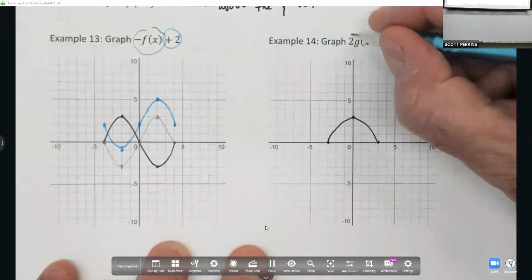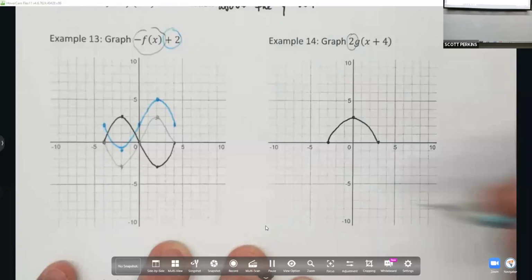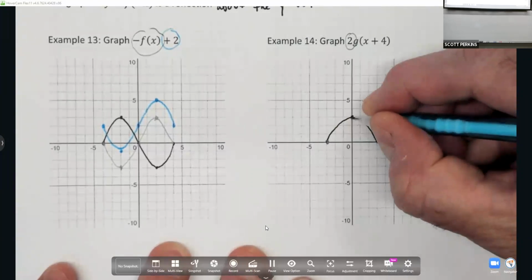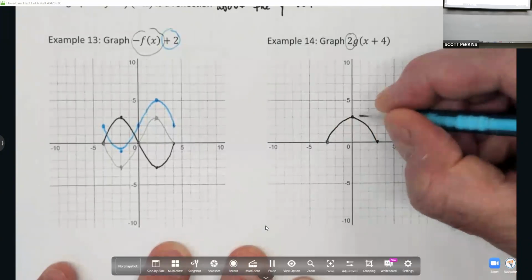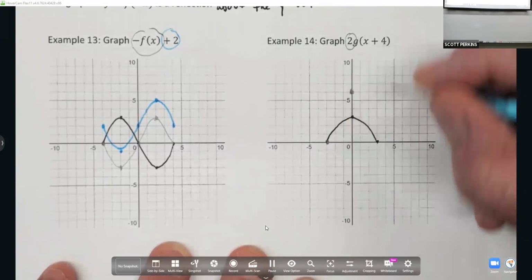So the 2, since it's outside the function, says multiply all the y values by 2. So it only affects one of them. This y value is 0, stays 0. This y value is 3. When I multiply it by 2, it becomes 6. And this one stays 0.